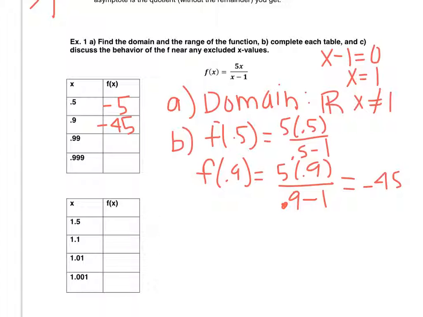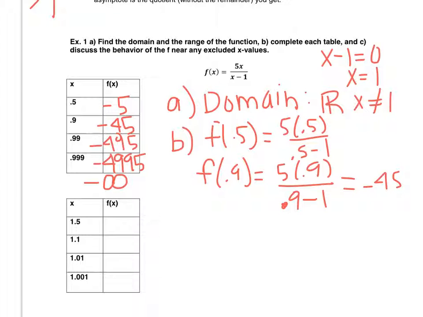and as you do the other two values, you get -495 and -4995. Now notice, as we get closer to the number 1, what's happening here? Well, they're getting closer and closer to negative infinity.